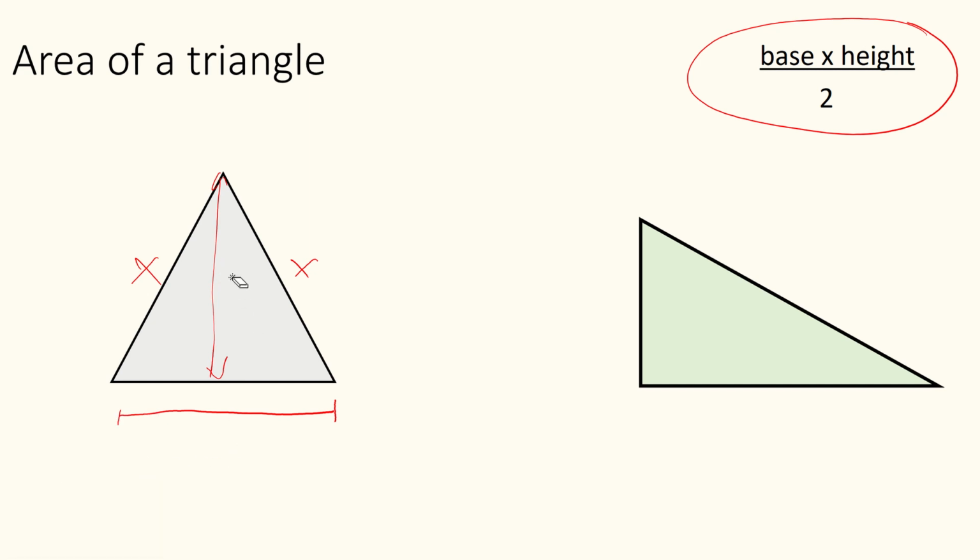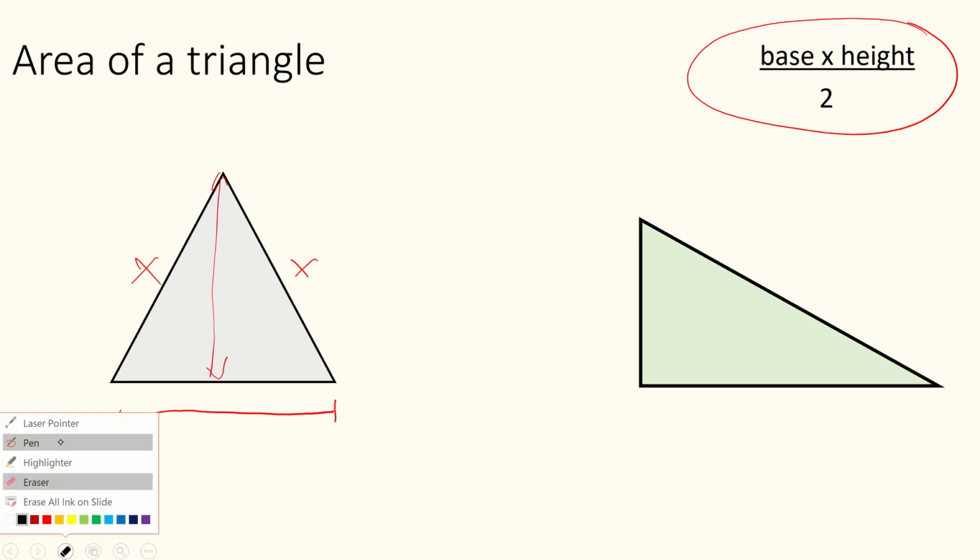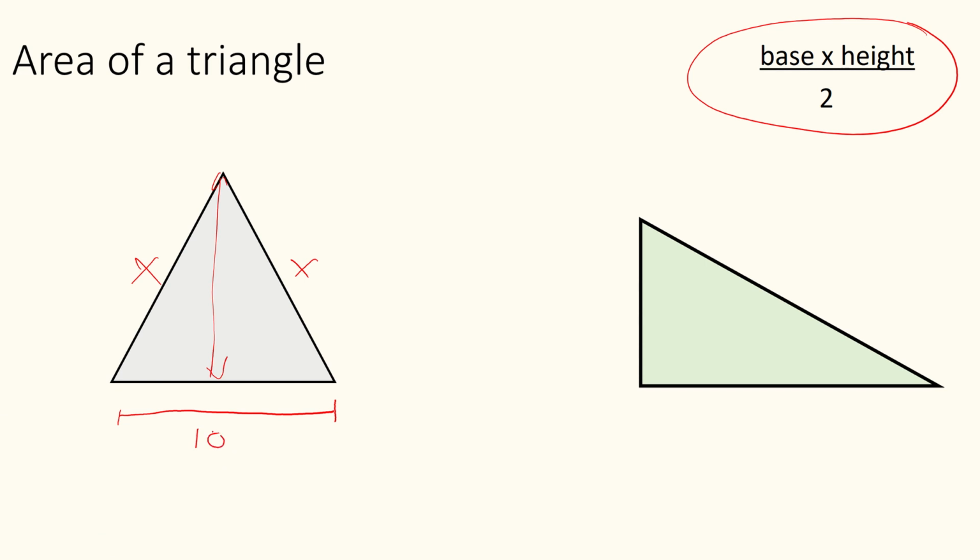Let's put some numbers down on here. I'm going to make this 10 centimeters. I'm going to make the inside 12 centimeters. So go back to our formula: base times height. Well, we've got 10 times 12. That equals 120, and then we divide it by 2. So divided by 2, that gives us 60 centimeters squared. So you start off the same as you would for the area of a square or rectangle, and then you just halve it.